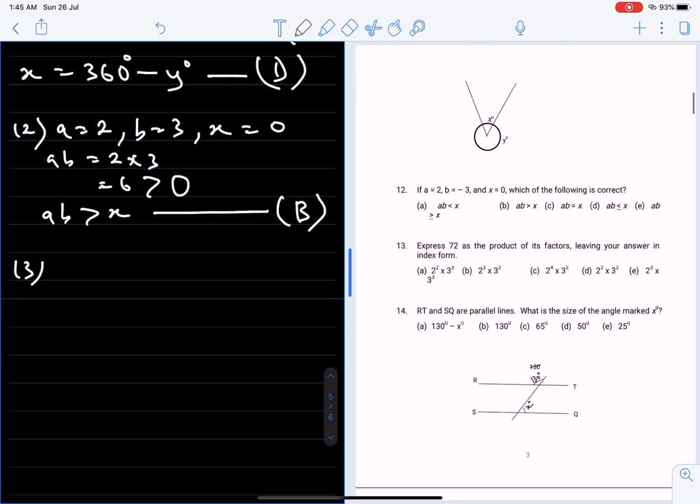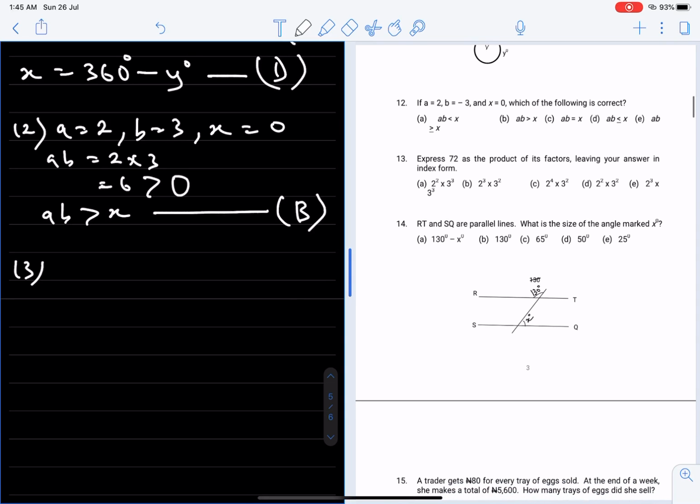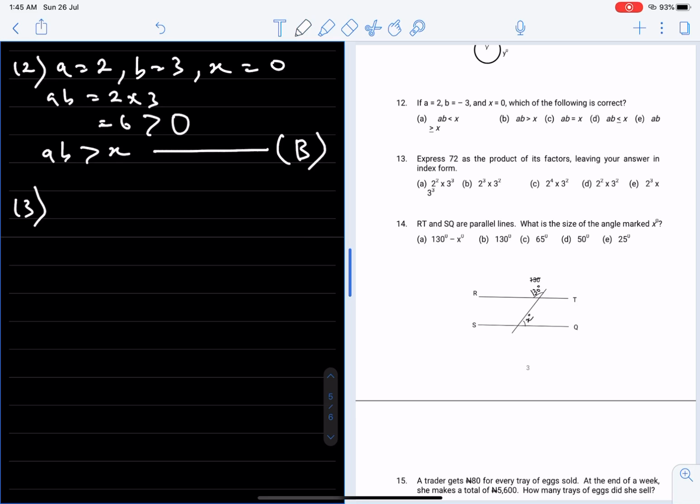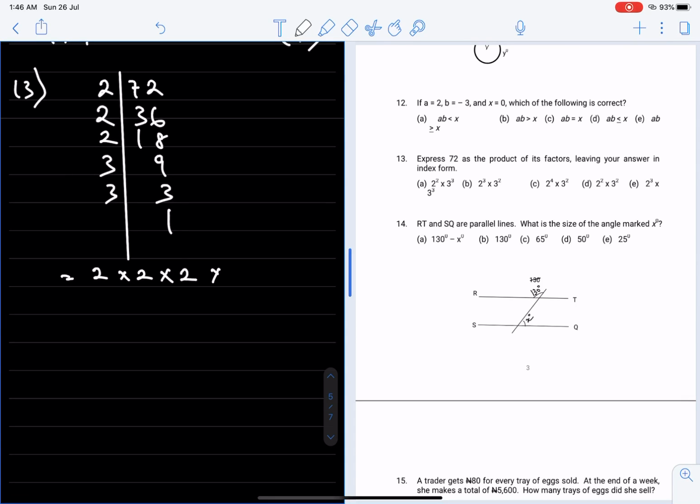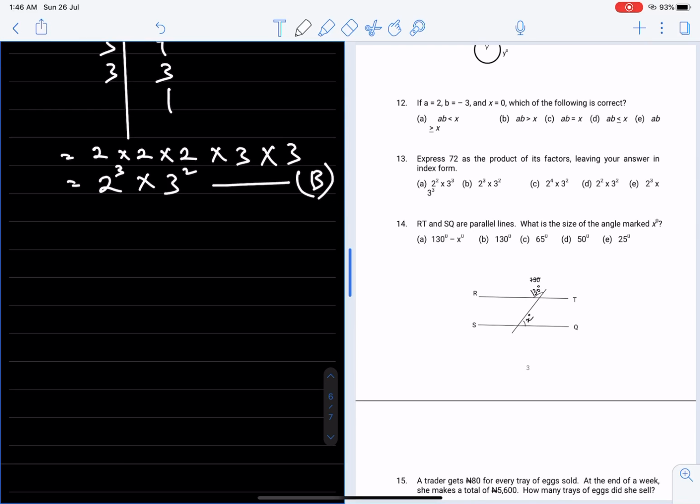Number 13 says express 72 as a product of its factors, leaving your answer in index form. The factors here are prime, so we're expressing it as a product of its prime factors. This is very simple. You start dividing by the smallest prime number ever, and that's 2. 36. You continue with that. 18, 2, 9, 3, 3, 3, 1. So 72 is the same as 2 times 2 times 2 times 3 times 3. And that in index form is 2 raised to power 3 times 3 raised to power 2. The correct option is B. Now to the next very quickly, number 14.